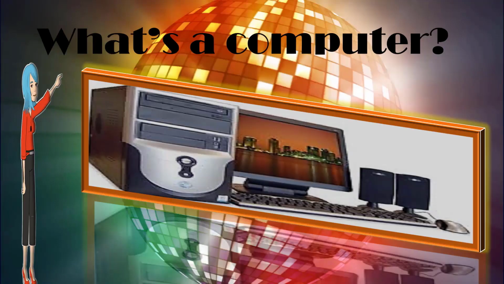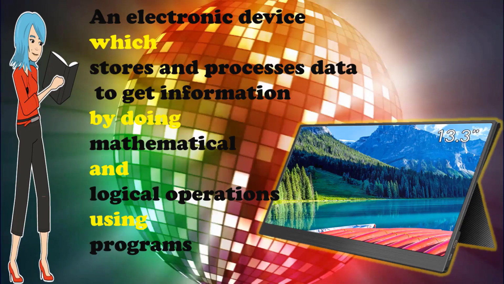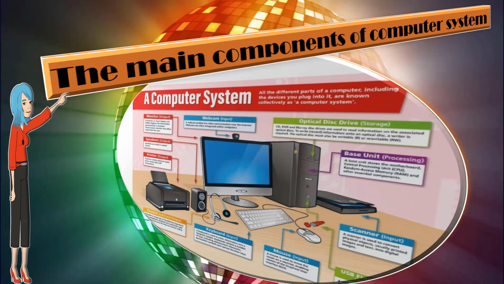What's a computer? A computer is an electronic device. What does this device do? It stores and processes data. Why? To get information. How? By doing mathematical and logical operations. Using what? Using programs.